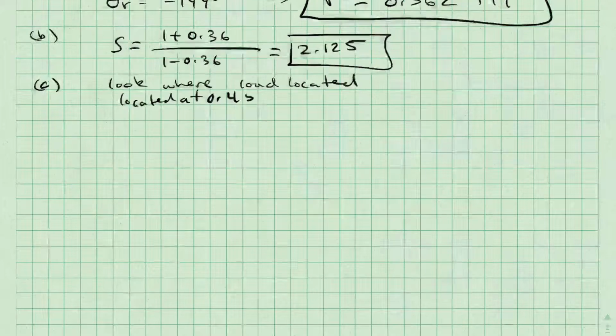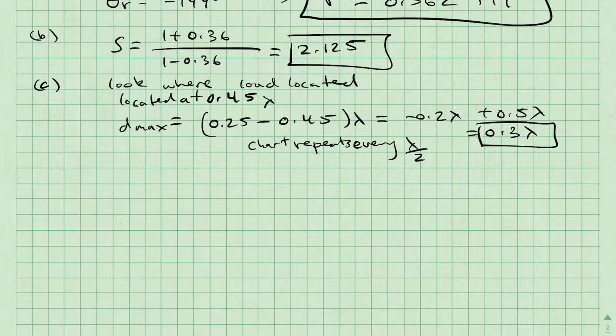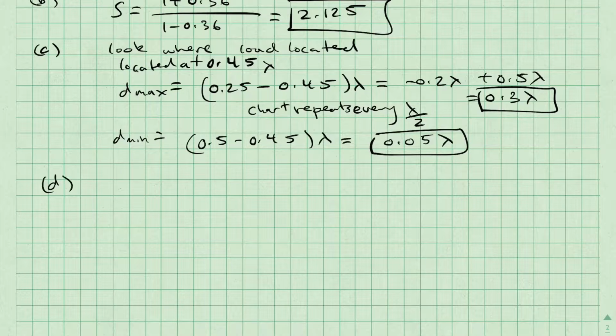To find the first voltage max, I take the short-circuited max, 0.25 lambda, and subtract my load location. I get negative 0.2 lambda, but it's nonsense to have negative distance. So, knowing that the chart repeats every 0.5 lambda, I see that this is equal to 0.3 lambda. To find the first voltage min, I take the short-circuited min as 0.5 lambda and subtract my load location to get 0.05 lambda.